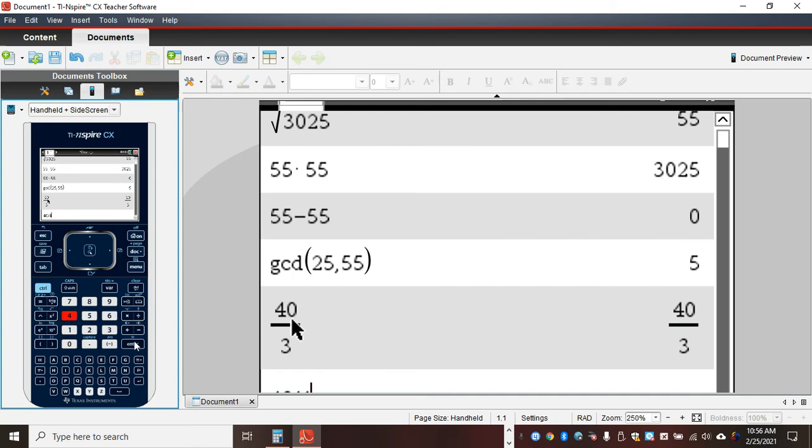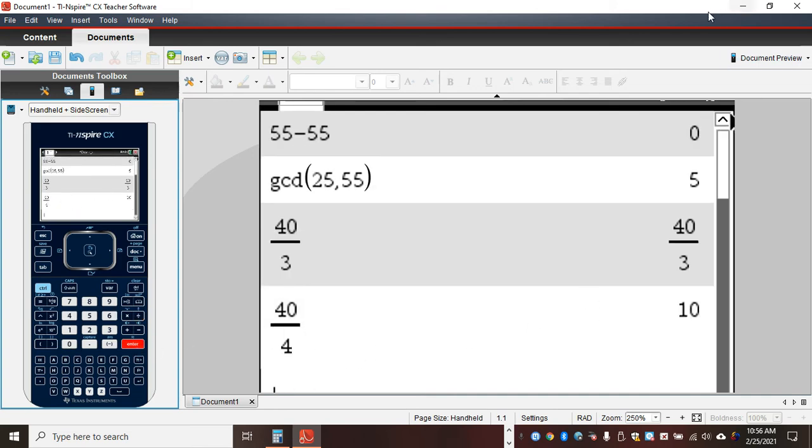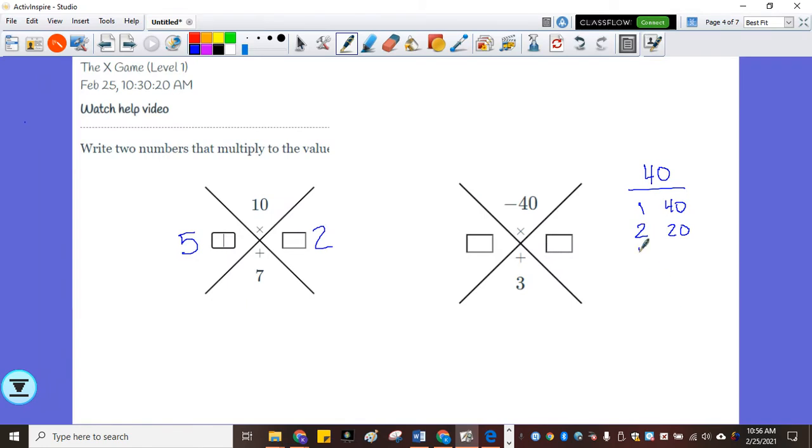4 and 10. 5. 8. I'm not worrying about the negative quite yet, but I will. 6. All right, here's a little trick for 6. 6 is made up of 2 and 3, right? So if 2 and 3 aren't on this list, 6 isn't going to work.